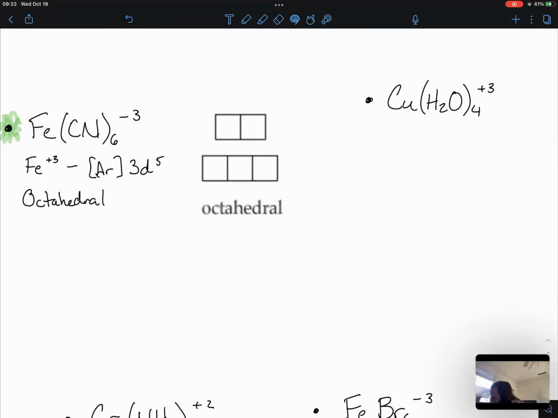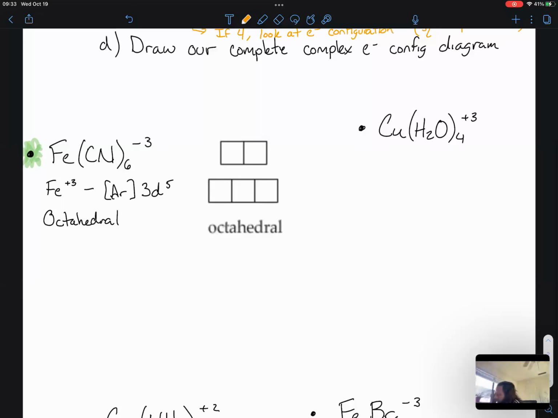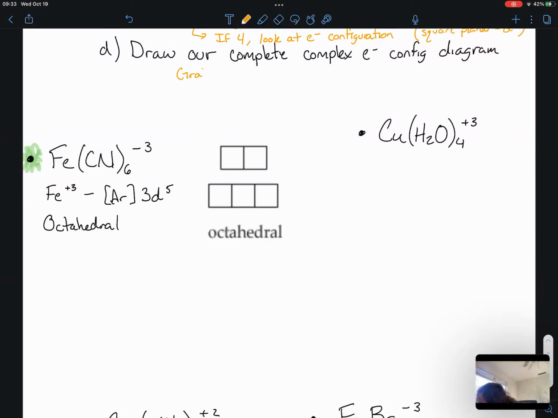Okay, so that's my octahedral diagram. In order to complete the electron configuration diagram, I'm going to grab the diagram for the specific geometry. And then I got to determine high spin or low spin, because that's going to influence how I fill in this diagram here.